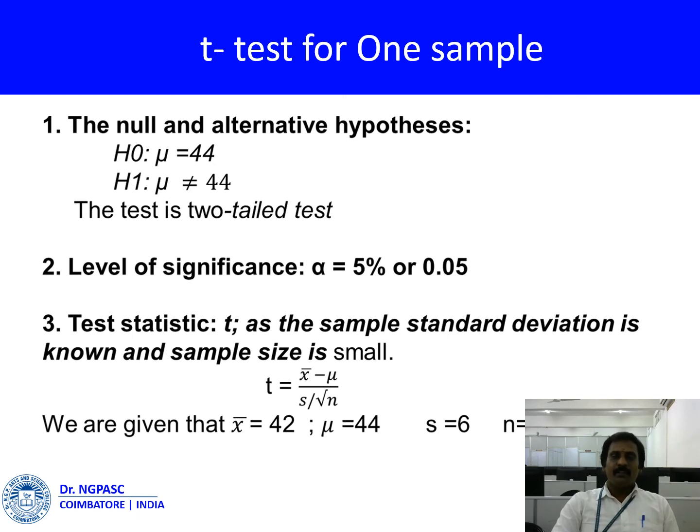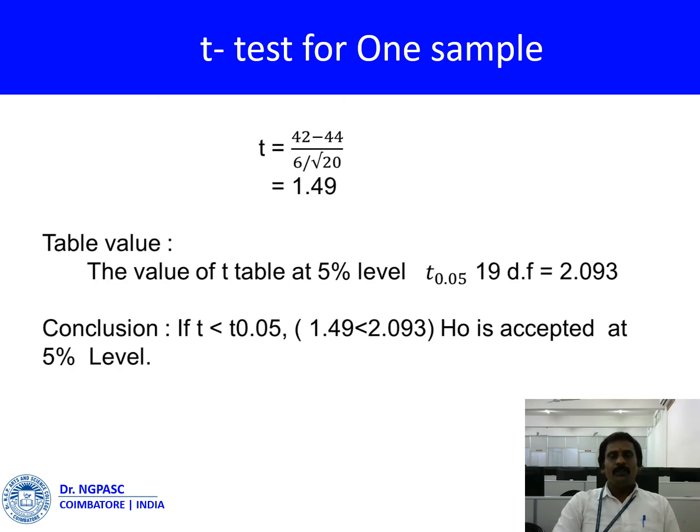The test statistic under the null hypothesis: the sample standard deviation is known and the sample size is small. T is equal to x bar minus mu divided by s by root n. We are given that x bar is equal to 42, mu is equal to 44 and s is equal to 6. Then T is equal to 42 minus 44 divided by 6 by root 20. Solving, we get T is equal to 1.49. So the calculated value is 1.49.